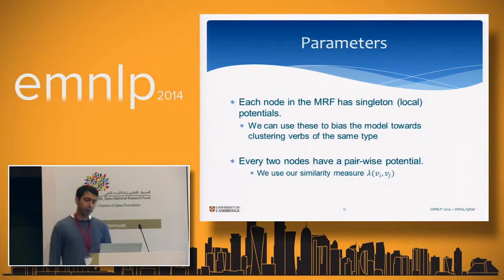Now, looking at the parameters for our model, each node in our MRF has an array of local potentials. In the vanilla model, we don't use these at all. I'll explain later when we do get to use them. And for every pair of nodes, there's a pairwise potential, and essentially that's where our similarity measure is used.